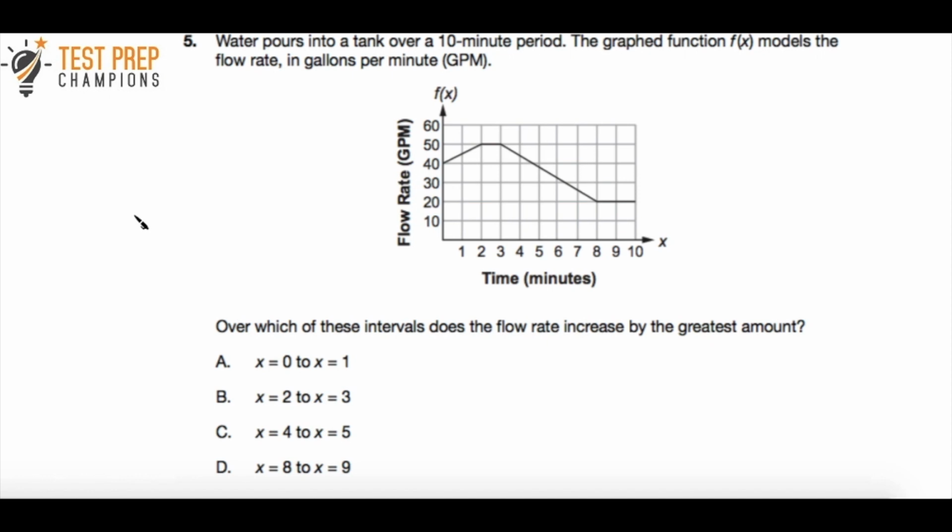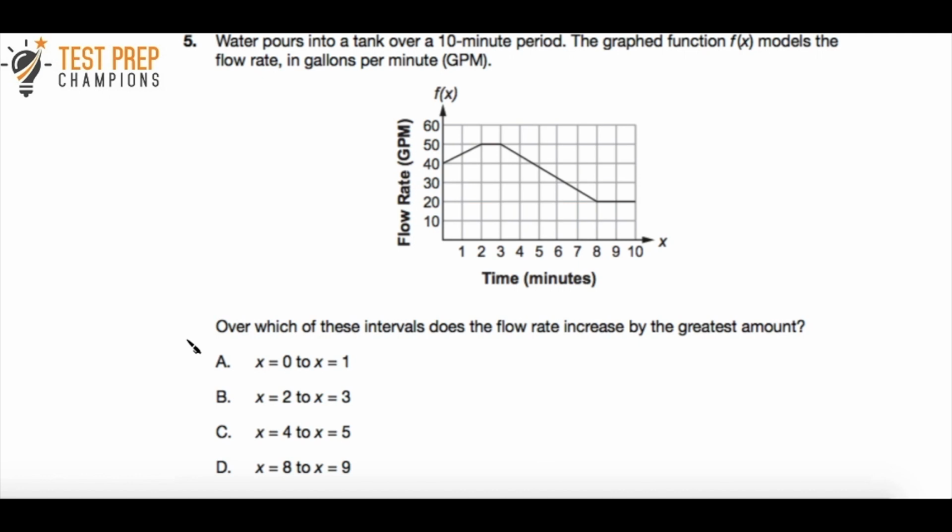Question number 5. Water pours into a tank over a 10-minute period. The graphed function f of x models the flow rate in gallons per minute. And then we see the model here, right? We see the graphed function, and the question says, over which of these intervals does the flow rate increase by the greatest amount? A, x equals 0 to x equals 1. B, x equals 2 to x equals 3. C, x equals 4 to x equals 5, or D, x equals 8 to x equals 9. So pause the video, you know the drill, try this out, and then we'll go over it.